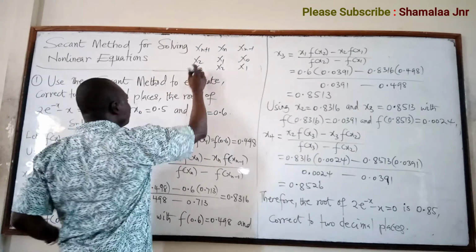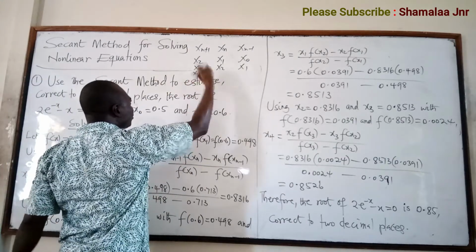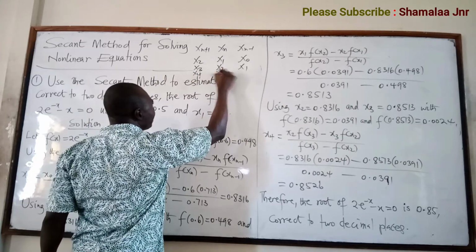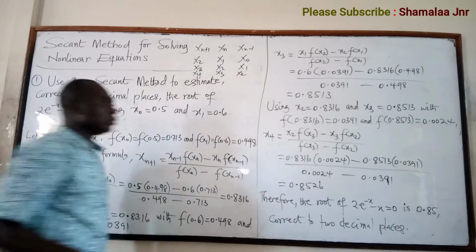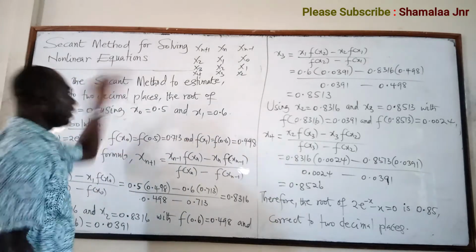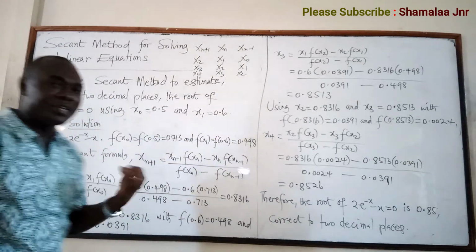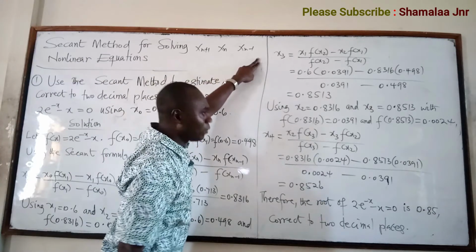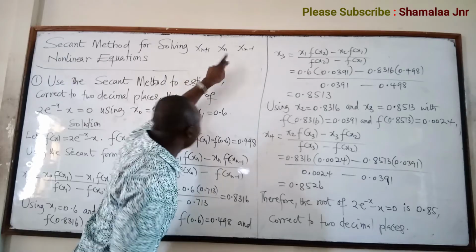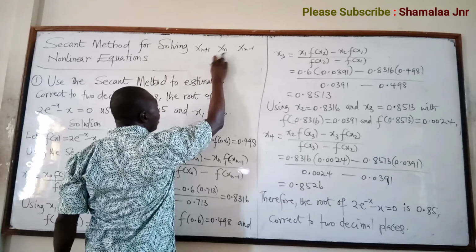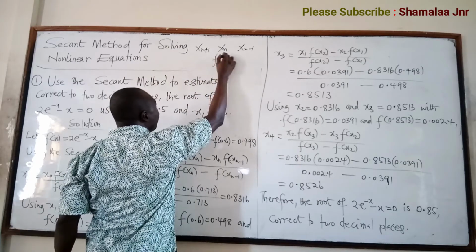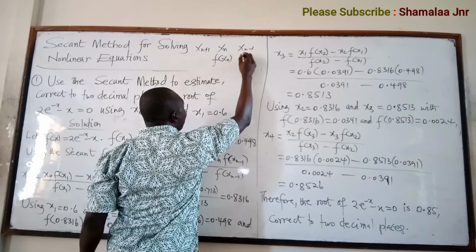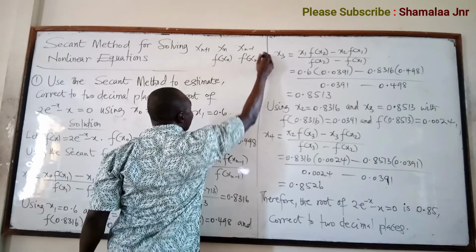Now, if you continue, when n is equal to 3, you are going to have x4, and that one you are going to use x3 and x2. So you use x2, x3 to find x4 in that order. This is an iterative process. So this is the formula. What this means is that you're going to use x n minus 1 and x n to find x n plus 1. The functional value of x n will be f of x n, and then the functional value of x n minus 1 will be f of x n minus 1.